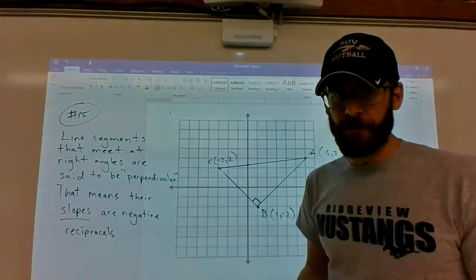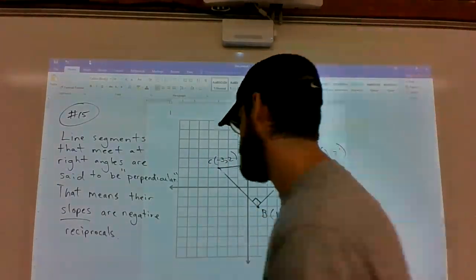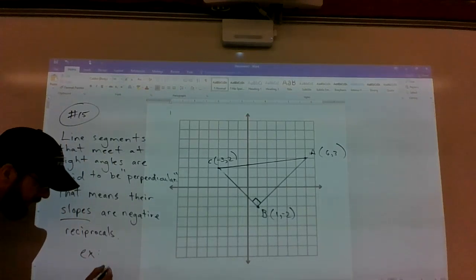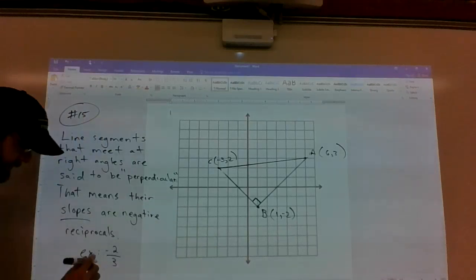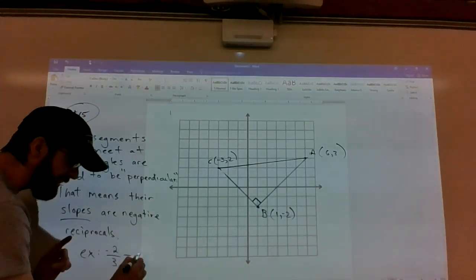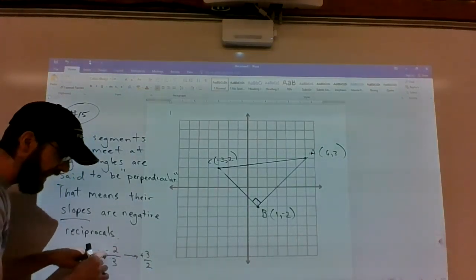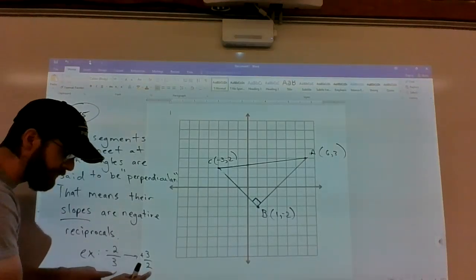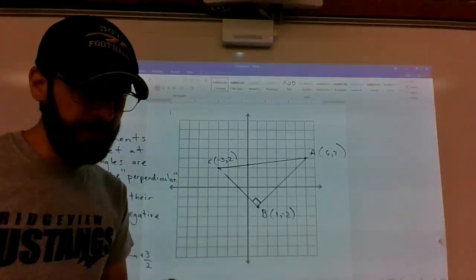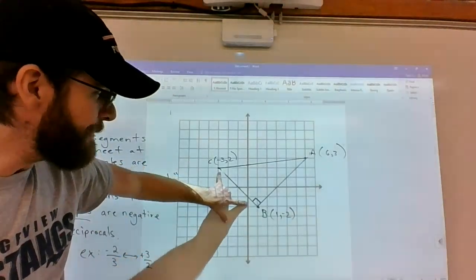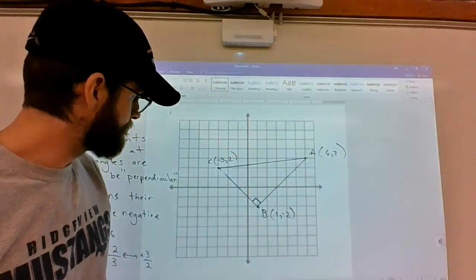So a negative reciprocal basically means if you're given a number that represents a slope, so say as an example, negative 2/3 is the slope of one of your line segments. Positive 3/2 would create a reciprocal that's opposite signed. So these would be negative reciprocals, negative 2/3 and positive 3/2. So we just have to confirm that the slope of CB is a negative reciprocal with the slope of AB. So let's do that.